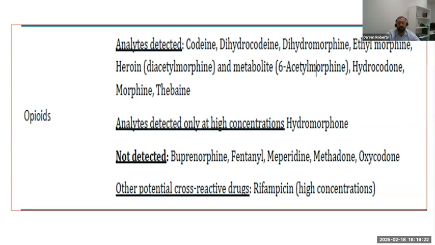So if you have a result that doesn't quite make sense, just contact the laboratory, get more history from the patient that you're speaking to, or send off for another, more detailed test, such as GCMS, which is readily available from a number of laboratories.